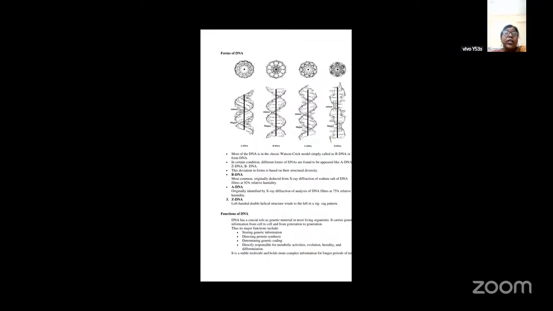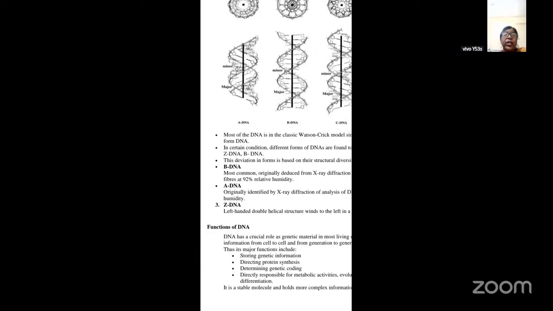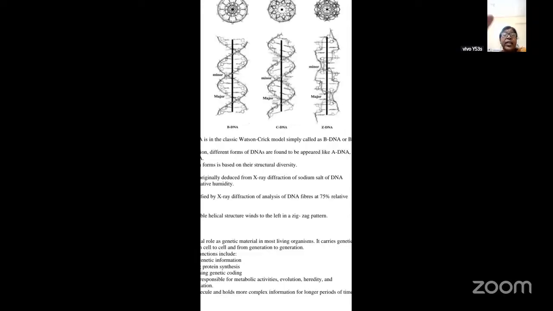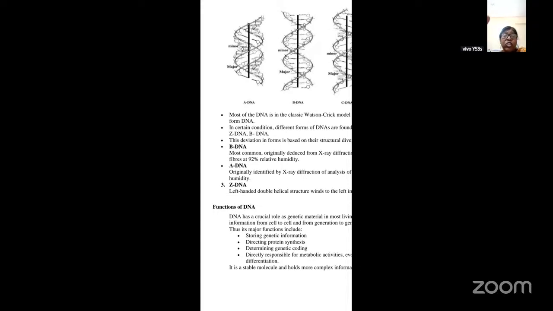Now, coming to the different forms of DNA, these are A-DNA, B-DNA, C-DNA, and D-DNA. Most of the DNA in the classic Watson and Crick model is B-DNA. And in certain conditions, different forms of DNA are also present, that is A-DNA, Z-DNA, and B-DNA. Okay. Then coming to the functions of DNA.